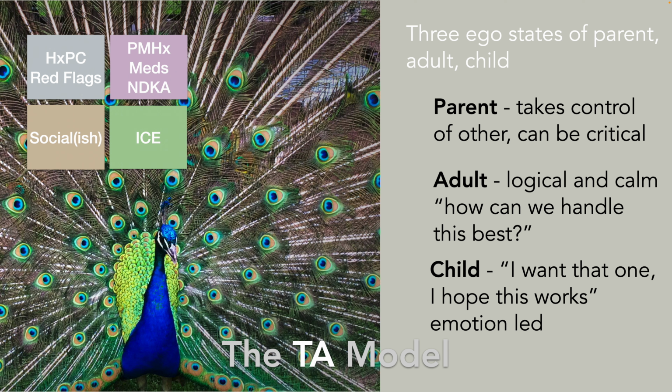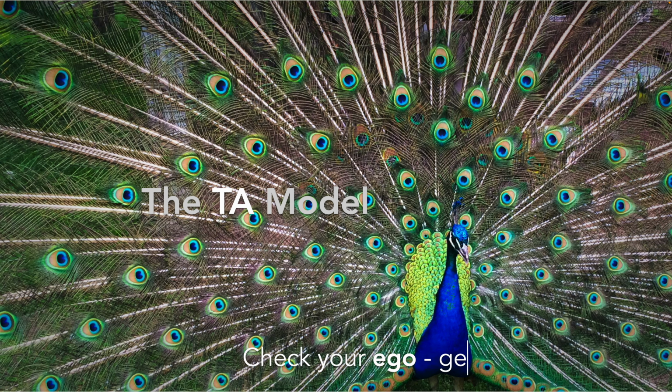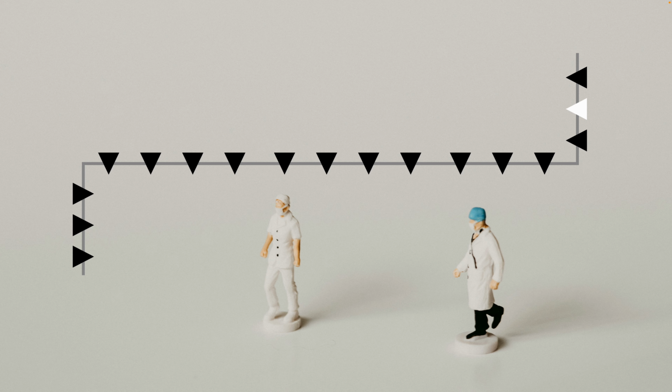I hope it works, more emotionally led. The classic state is parent-child, or if it's standoffish, parent-parent. We want to get to adult, right? And if those egoic states don't resonate with you, then just think of it as how logical, how calm, how much are you two at the same energy level? So I quite like the TA model for that, right? Check your ego and get to the A to A state, adult to adult state.